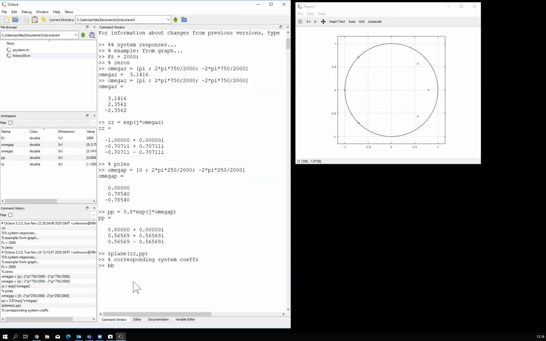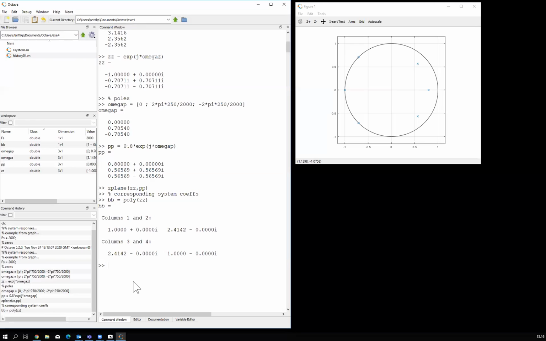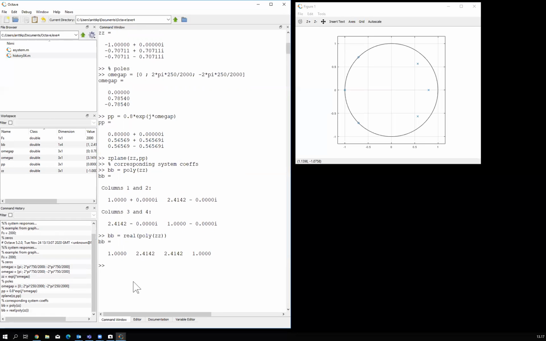So BB is the polynomial defined by these roots. Whoops, how come... okay, calculation inaccuracy. Real part of that one. Yeah, this should be real numbers. It gave me something, probably machine epsilon times i. And A equals the polynomial defined by poles.